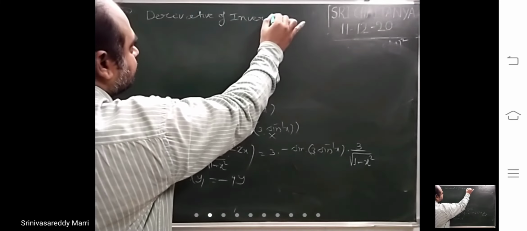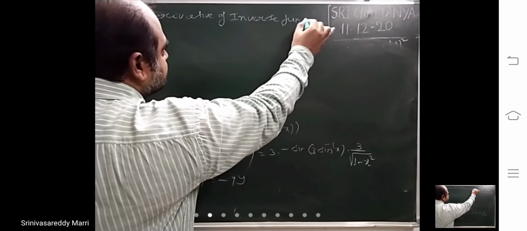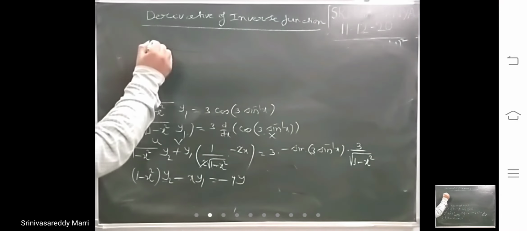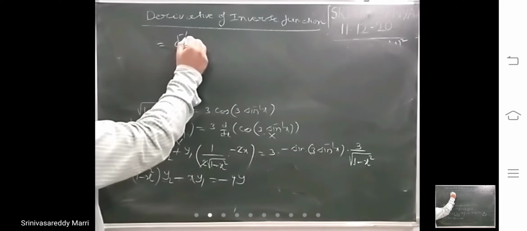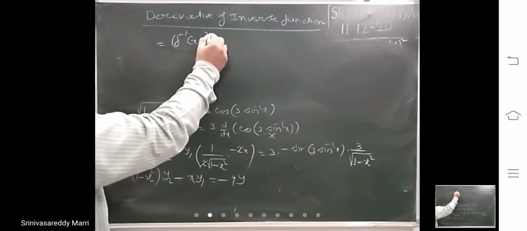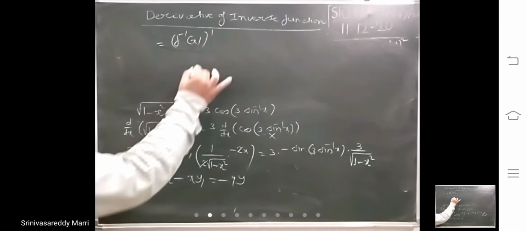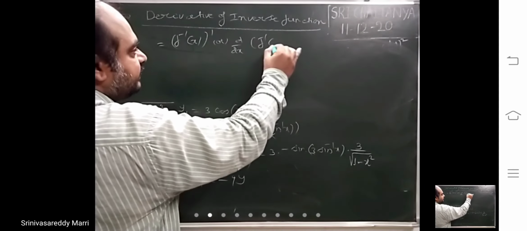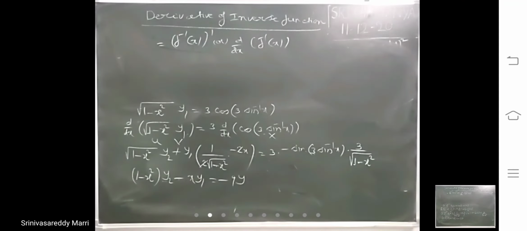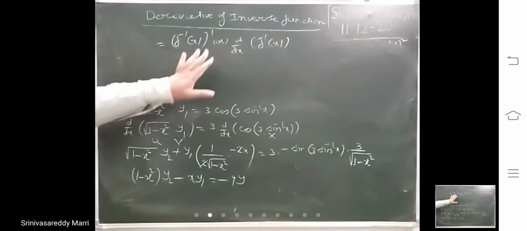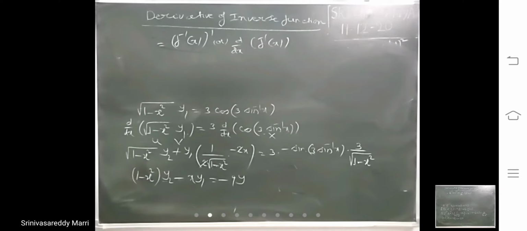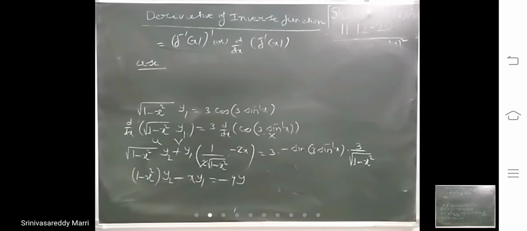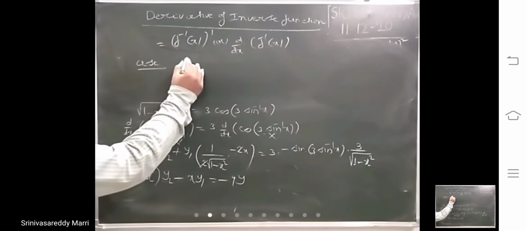Derivative of inverse function. That means for f of x, the inverse function will be there, f dash of f inverse x, or otherwise d by dx of f inverse x. In functions, we have seen how to calculate f inverse x. For the derivative of inverse function, whenever he asks you to calculate it, you use this.